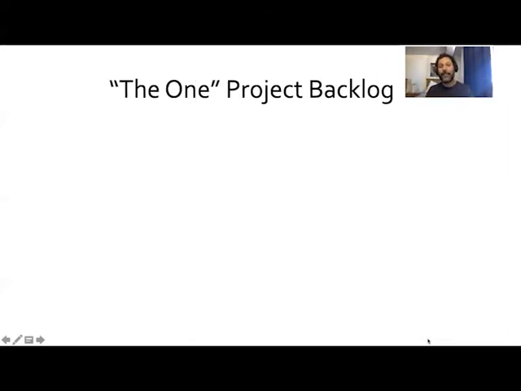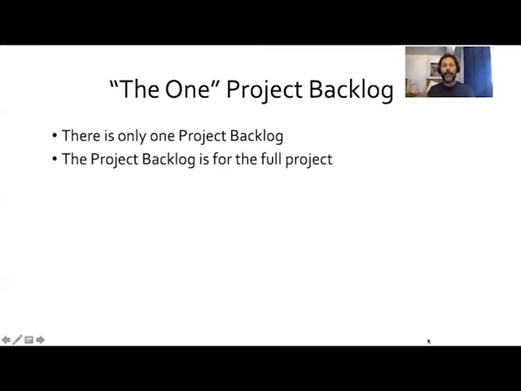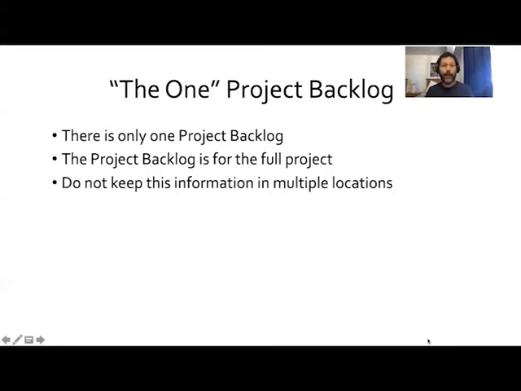But another thing I want to say is you should only have one backlog, okay? There should only be one project backlog, and it's constantly being added to. It's constantly maintained, reprioritized, and groomed, and it should be for your full project. So don't keep the information in multiple locations, keep it all together. Backlogs are not the place that you put bugs that need to be fixed or little art corrections or things like that. They are where your epics and stories live for your project.